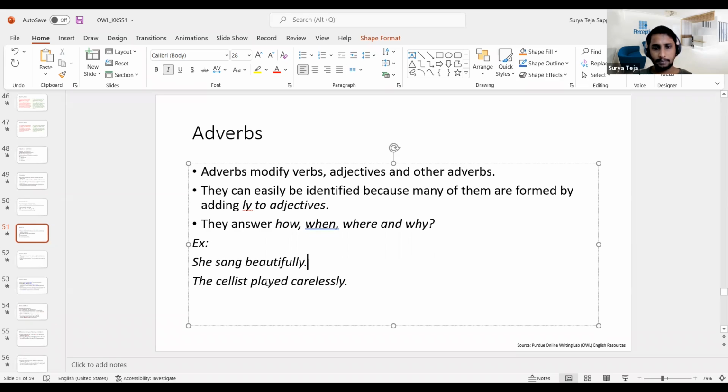And the cellist played carelessly. We are not talking about the cellist being careless. We are talking about the way he played. We are talking about an action, we are talking about the verb. So before, the adjective was modifying the noun, but here it is modifying the verb. It is giving a more detailed sense about the way it is performed, how it has been made, and when it was made, and where and why. These are the questions which an adverb answers.